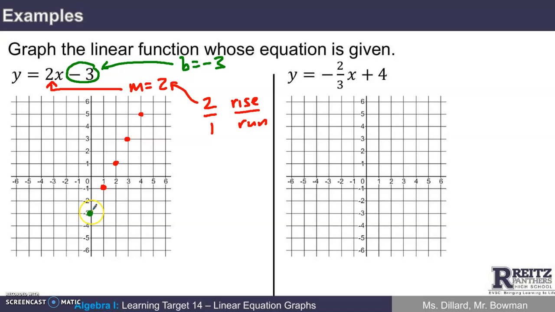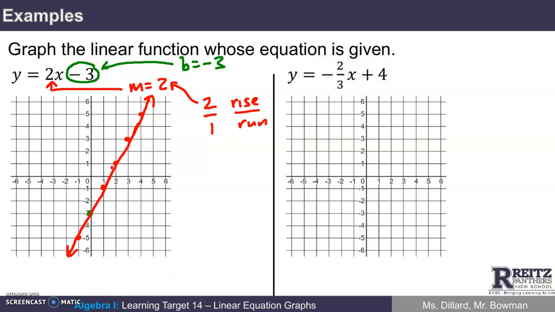I could say, well, where would the previous point have to be? I guess it would have to be down here, because then I could go up 2 and right 1 and so forth. And then go through and connect that with a line. There's a good graph of our linear function y equals 2x minus 3.